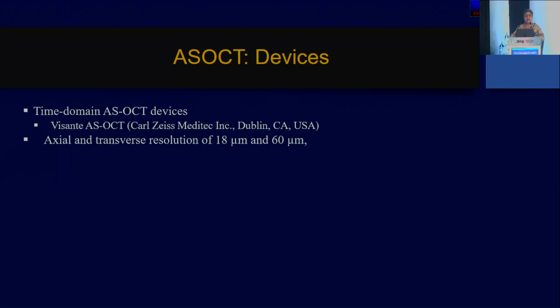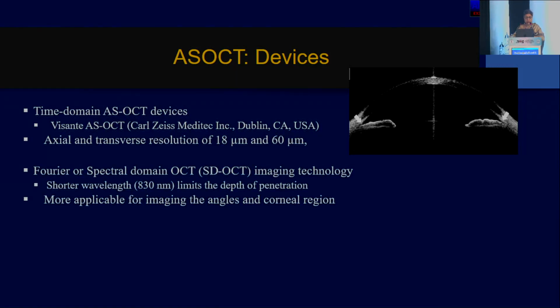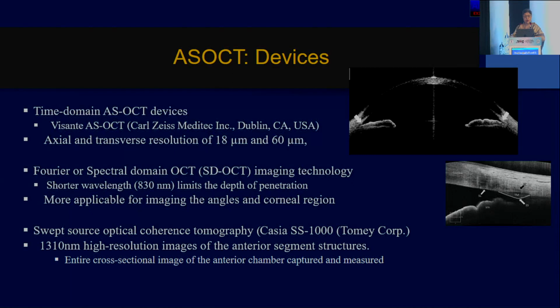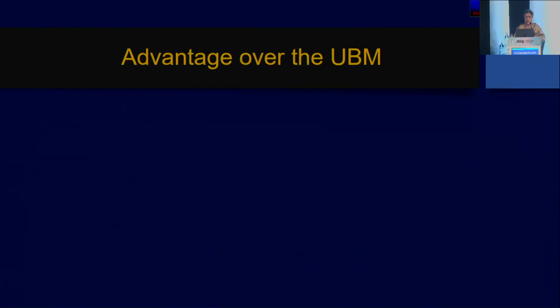The devices, as it has gone through, started with the time domain, like all OCTs. That was the Visante, and then went on to the Fourier or spectral domain, which you still can do on your Cirrus or a Heidelberg. But in the clinic, what we found really useful is the swept source 1310 nanometers, the Cassia, and that's a good, quick cross-sectional image of the angle. The fact that it's so fast makes it very, very useful.